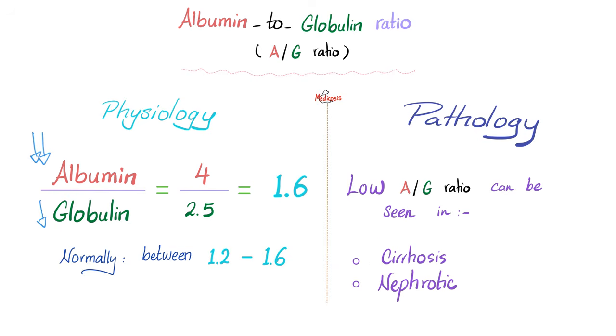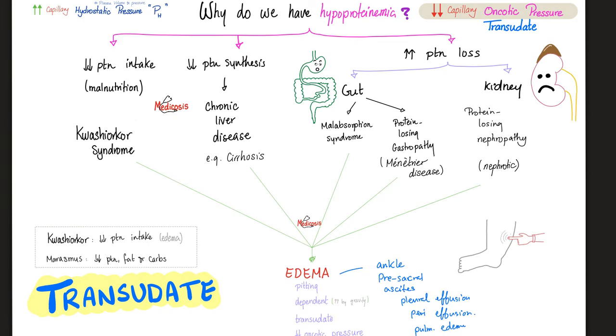Cirrhotic, nephrotic. On my channel, there's a video called Nephrotic Syndrome, and in this video, I've told you why we get hypoproteinemia, which means low protein in the blood. It's either you're not eating protein, malnutrition known as Kwashiorkor syndrome, or you're not making protein, liver failure, this is the cirrhotic part, or you're losing your protein. You could be losing it in the stool or losing it in the urine.